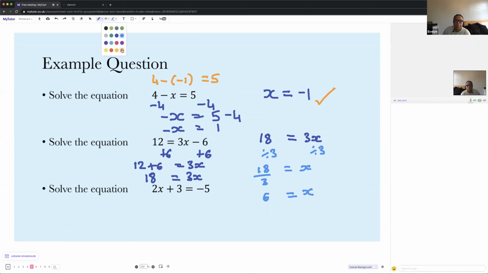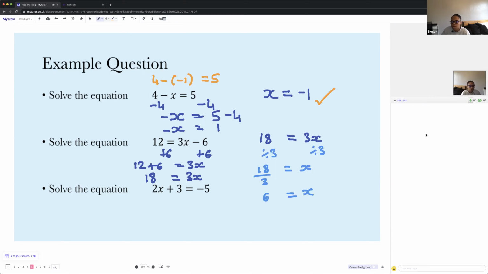So if we put this back in, we've got 12 equals, and then what is 3 times 6? 3 times 6 is 18, minus 6, sorry, is 12. So have a go at the last question, and then we will go through it and move on.